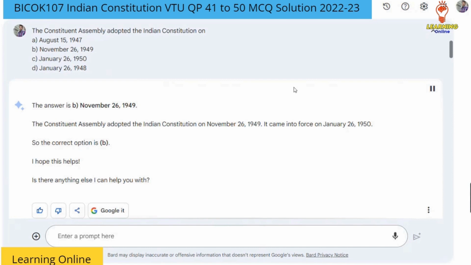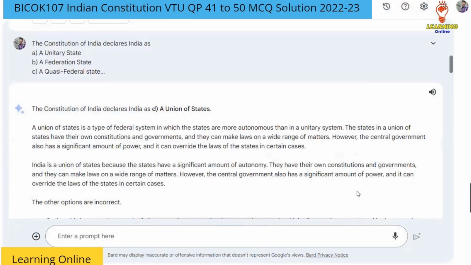The answer is B. November 26, 1949. The Constituent Assembly adopted the Indian Constitution on November 26, 1949. It came into force on January 26, 1950. So the correct option is B. I hope this helps. Is there anything else I can help you with?